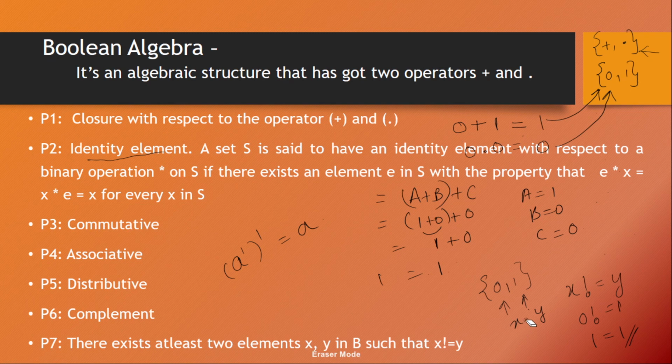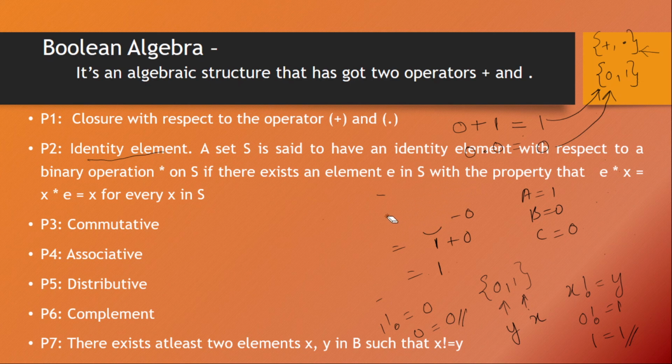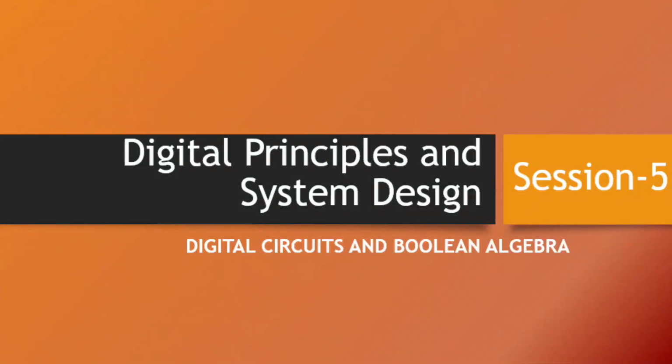Suppose you interchange this, let's say this is Y and this is X. Again let's check whether X complement is equal to Y. So X is 1, and 1 complement is obviously 0. So 0 is equal to 0. Hence this part is also proved. So based on this, we can understand we have around 7 different postulates which describe the basics of Boolean algebra. So we are at the end of the session.